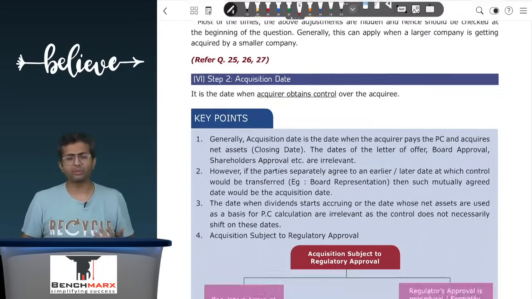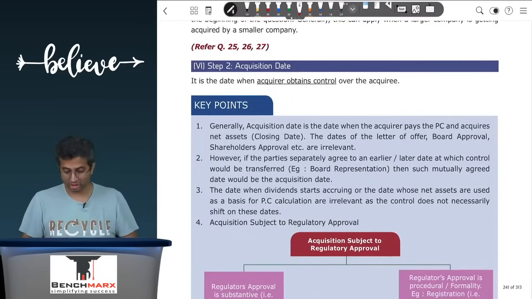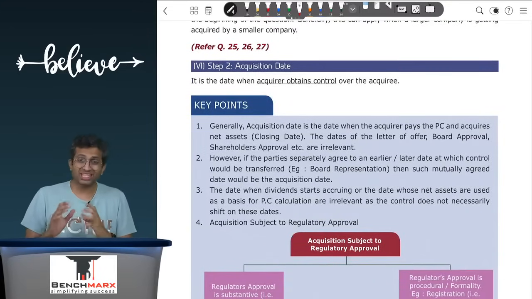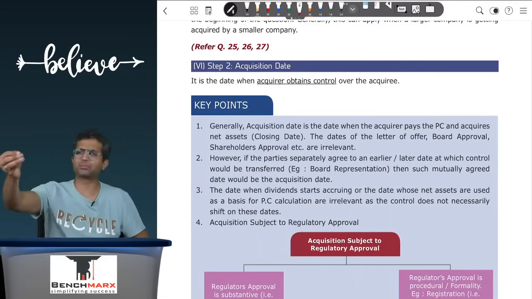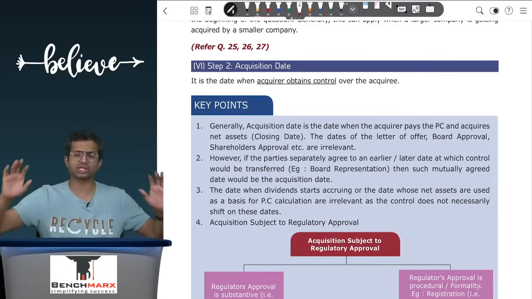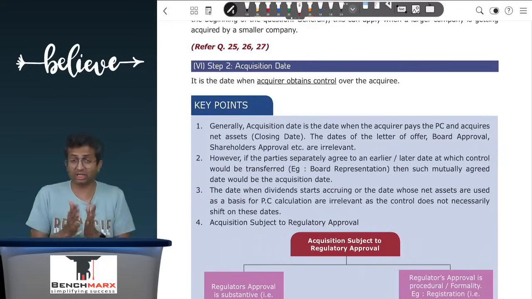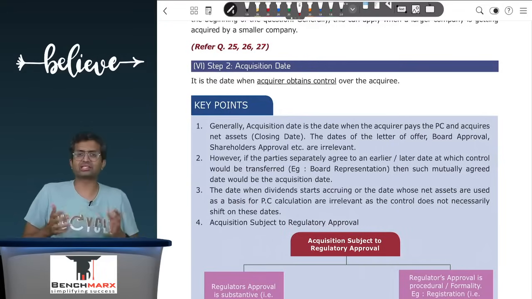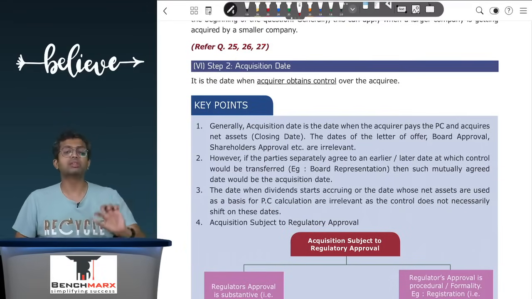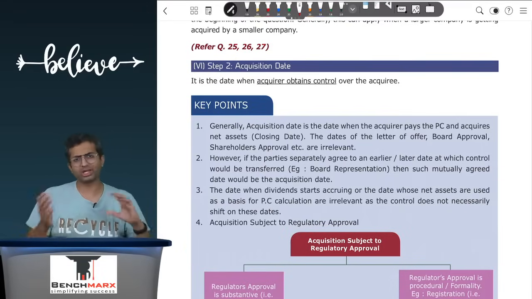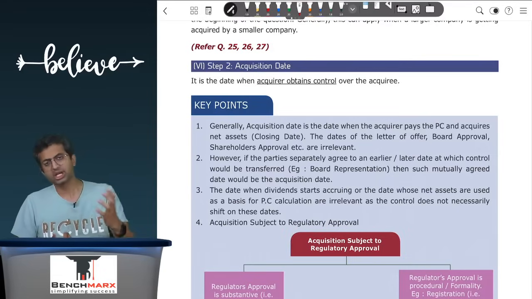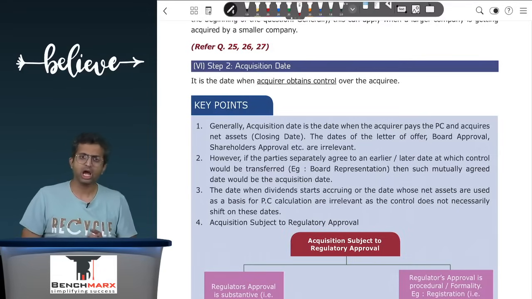Second, sometimes it might happen that your acquisition date is agreed to be a specific date, irrespective of whether payment has happened or shares are transferred or not. So in case a specified date has been agreed, you will take that. Otherwise, the date when shares are typically acquired and payment is made is the date when control is transferred. However, if an earlier or later date has been agreed for whatever reasons, then that can be taken as the acquisition date. Again, to confuse you, various dates may be given in the question.